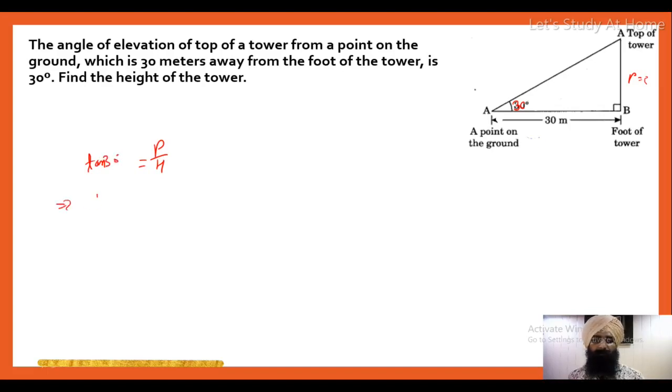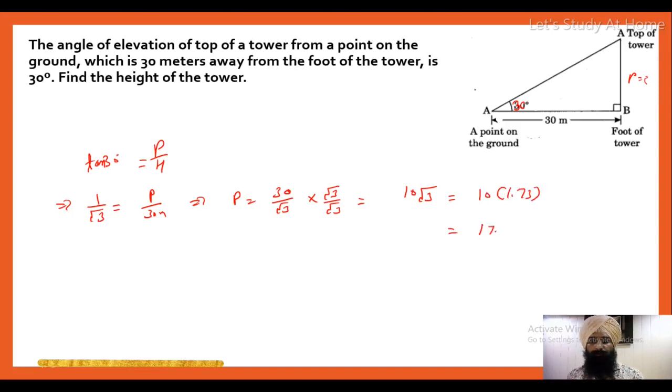Okay, tan 30 degree is perpendicular upon base. So this implies 1 by root 3 is equal to perpendicular upon 30 meters. This implies perpendicular is equal to 30 over root 3 meter. After rationalizing, we will get 10 root 3. Let's see how to put the value: 1.73 is the value of root 3. So this is equal to 17.3 meter. This is your answer, the height of the tower.